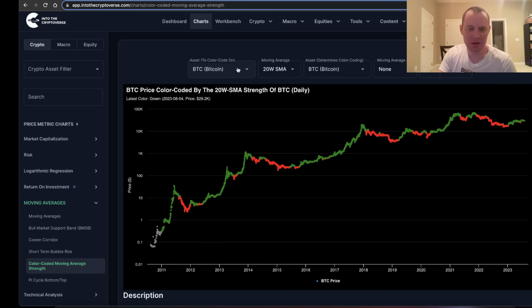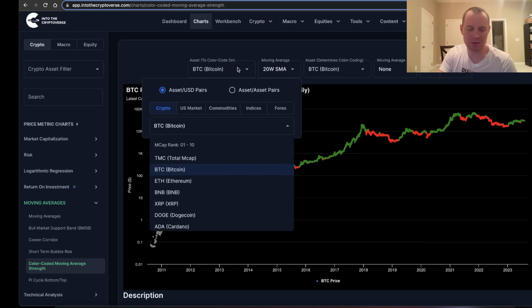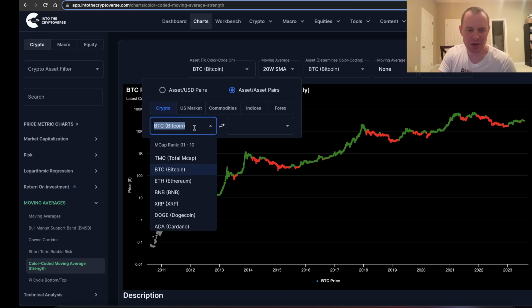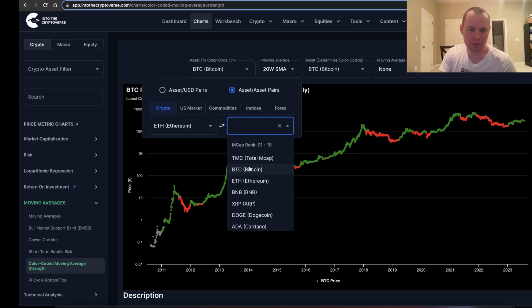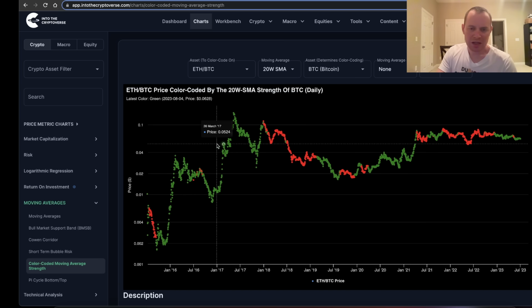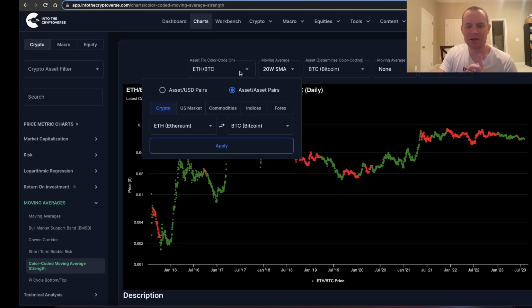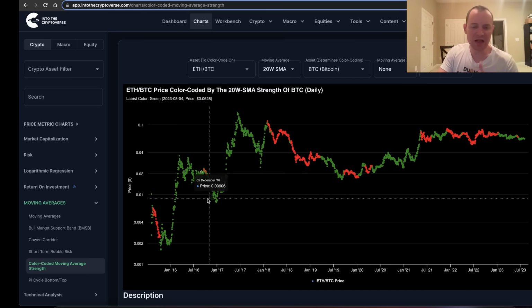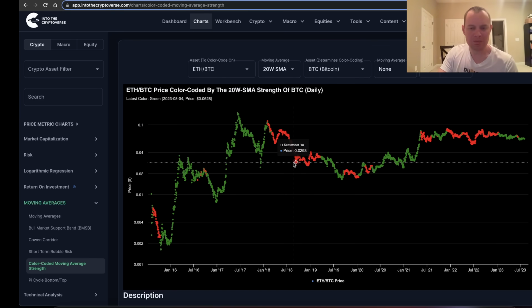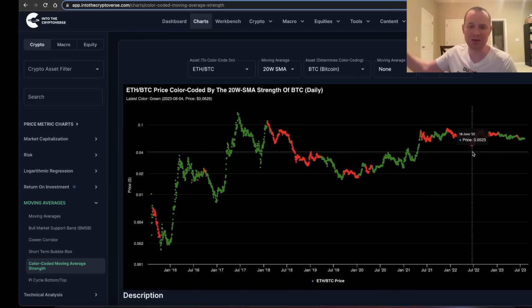Now, I've spoken a lot about how altcoins perform against Bitcoin, and I wanted to go through just a couple of examples. So let's take a look at how Ethereum performs against Bitcoin. Sorry, let me change what I mean. We're looking at the Ether Bitcoin valuation, but we're also looking at it color coded by whether Bitcoin is above or below its 20-week moving average.